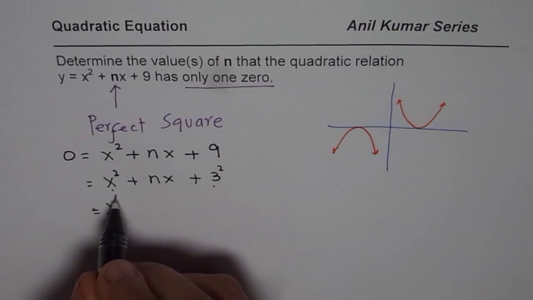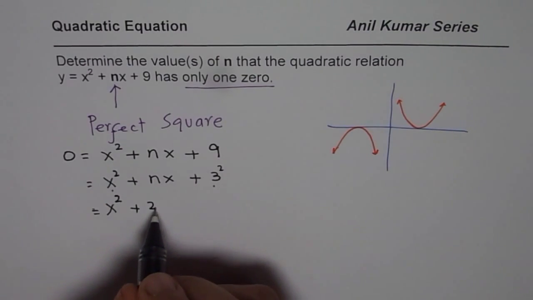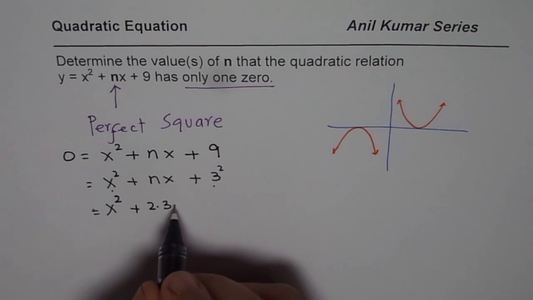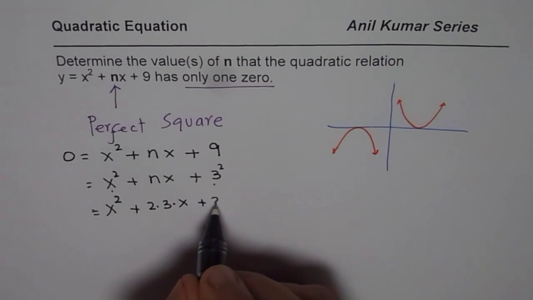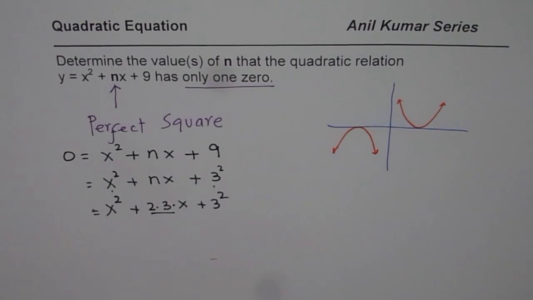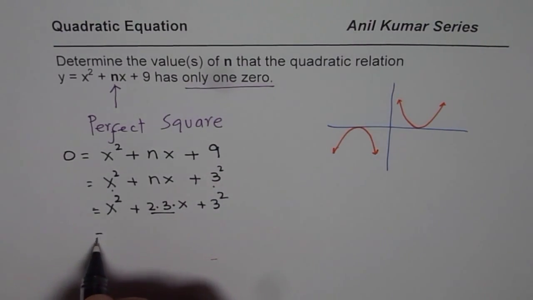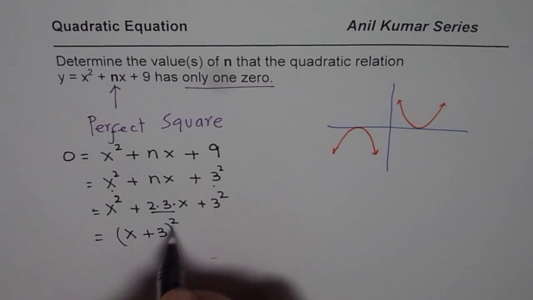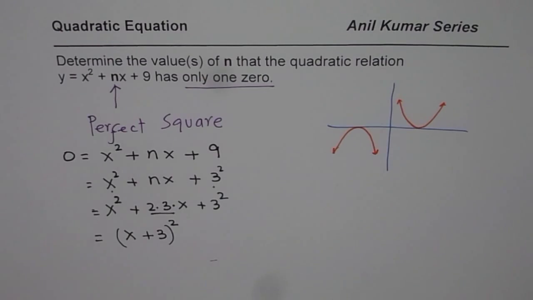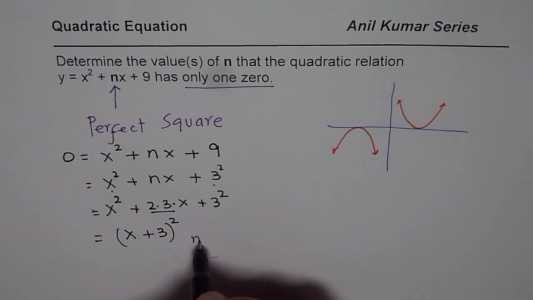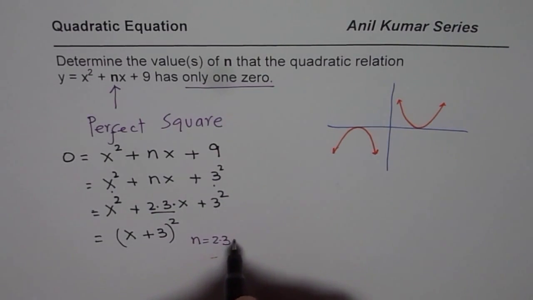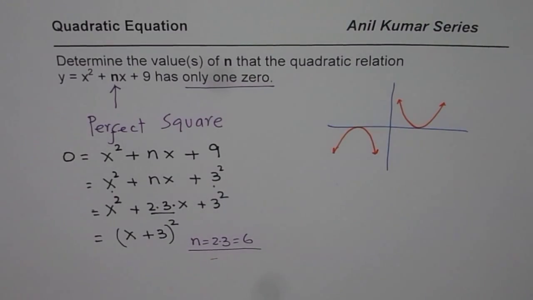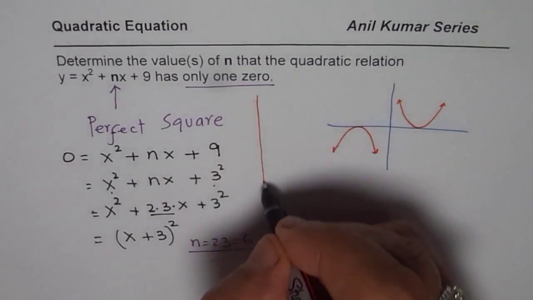So we could write this as x square plus 2 times 3 times x plus 3 square, correct? Then it will be a perfect square. So in that case, you do get x plus 3 whole square as your answer. So here what you notice is that n is equal to 2 times 3, which is 6. So that is one of our answers. I'm sure you must have got this one, right?